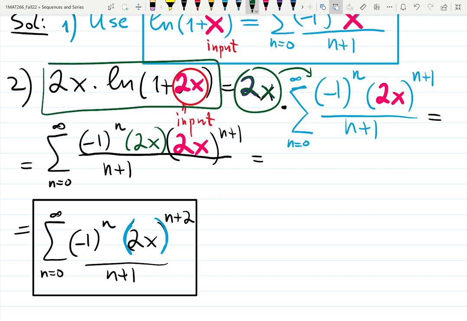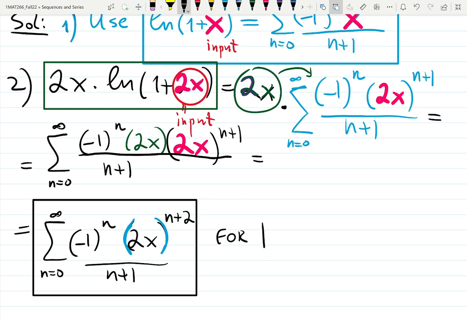The function 2x multiplied by logarithmic function 1 plus 2x has a series expansion. This equal sign only exists with series convergence. But we know we're in convergence where the new input, which is 2x, is less than 1 in absolute value. So it converges from minus 1/2 to 1/2 with the center of convergence 0 and the radius of convergence 1/2. Make sense?